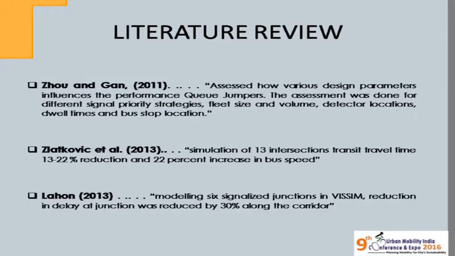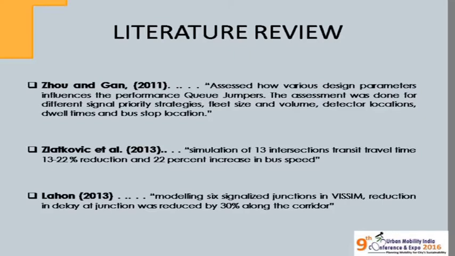Like various authors have done assessment of the queue jumpers. The first one, they have assessed how different signal priority strategies, fleet size, volume, detector locations just before the junctions, then dwell times and bus stop locations. Then the second one, they have simulated the 13 intersections and transit travel time. They have observed the reduction of 13 to 22%. Then in 2013, they have modeled 6 signalized junctions, and reduction in delay was observed by 30% along the corridor.